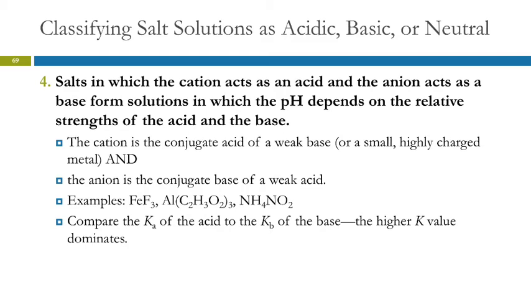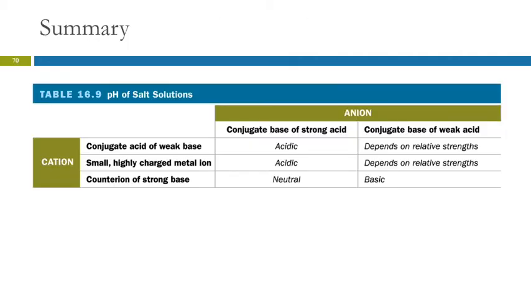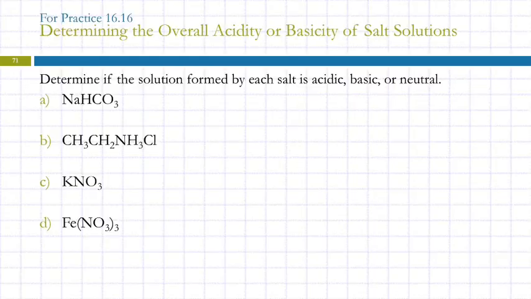What if both the cation and the anion are functioning as acids and bases? Well, then we need to look at the relative strengths of the Ka and the Kb. And the higher K value is going to dominate. So there is a little table that summarizes all of that. And then let's practice a little bit here. So here we have ionic compounds, and we're trying to figure out if the solution is going to be acidic, basic, or neutral.